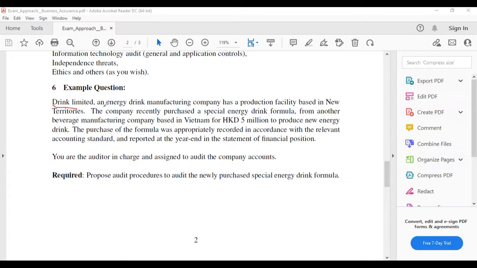So the company name is Drink Limited, an energy drink manufacturing company. This is actually important. It's an energy drink manufacturing company. It's not a soda company or an alcoholic company. It is a beverage company, but it's producing energy drinks, and it's manufacturing. It's not supplying, but it's manufacturing drink, right? So that's one variable which is important to understand about the company.